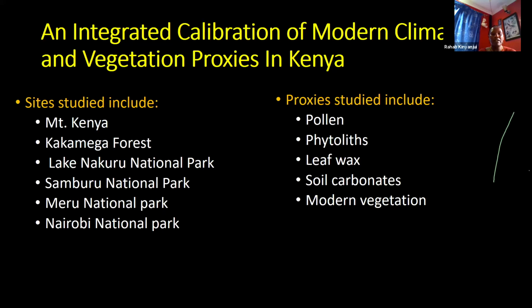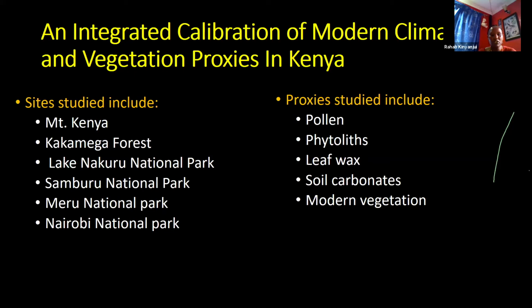Kakamega Forest is also a unique forest. It's not a mountainous forest, but a low altitude forest, very rich, and mainly it compares with the Cameroon forests, or maybe the Congo forest. Then Lake Nakuru is basically savanna, woodland, and bushlands. The Samburu National Park is more dry.